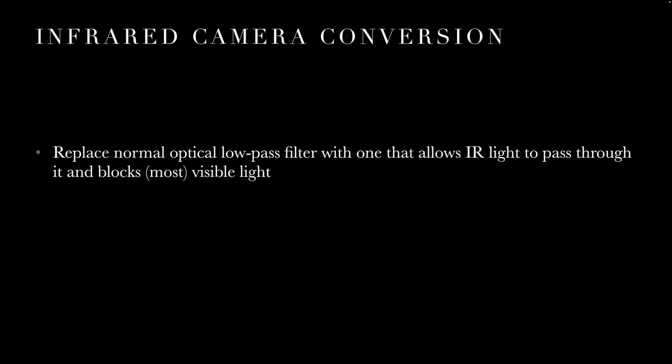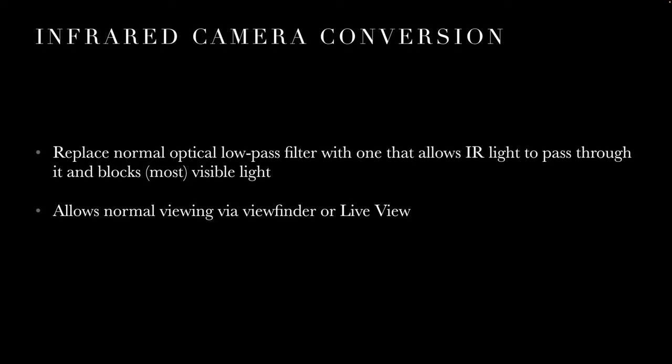And in this process, you send your camera off for a couple hundred dollars. They will replace the normal glass that's over your sensor with one that allows infrared light to pass through it, and it will effectively block most visible light. The advantage of this is that the filtration occurs at the sensor level, meaning you can look through your viewfinder or use live view or a mirrorless EVF and just see the image normally. That's huge for being able to compose.